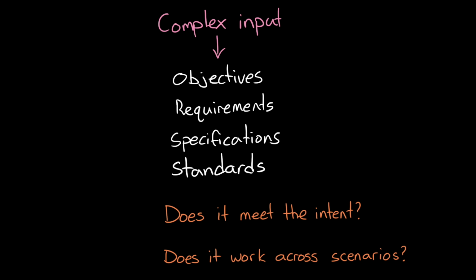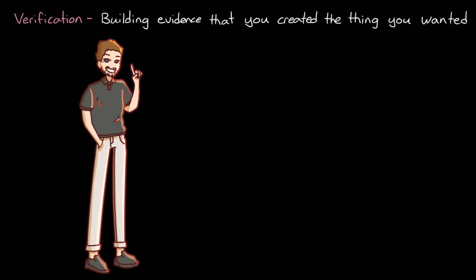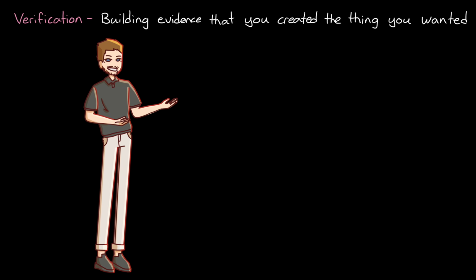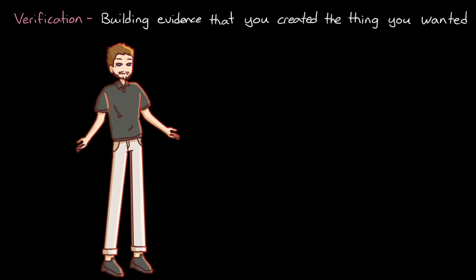So AI might change how the work gets executed, but it doesn't eliminate the need to define what should be built. And it certainly doesn't eliminate the need to verify that it's correct. So verification, in general, just means building different kinds of evidence and layering them together to ensure you built the things that you wanted. And your tools should make that process simple.